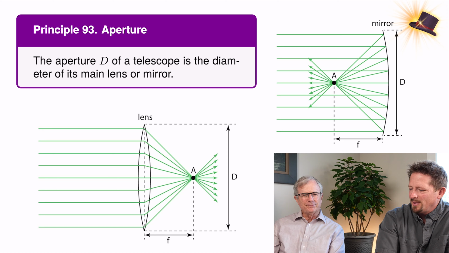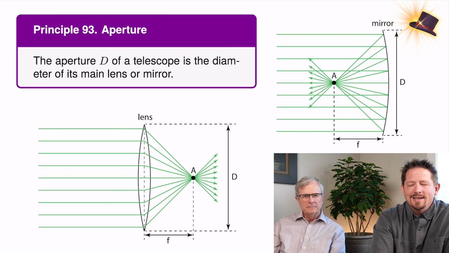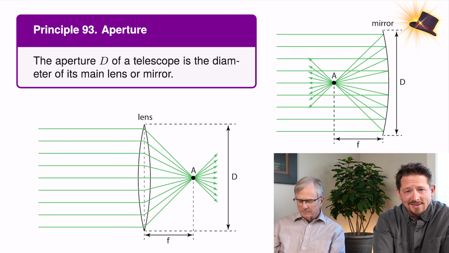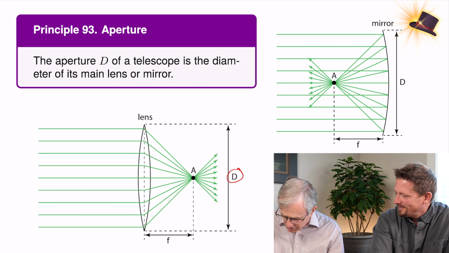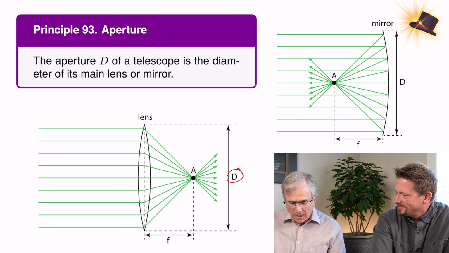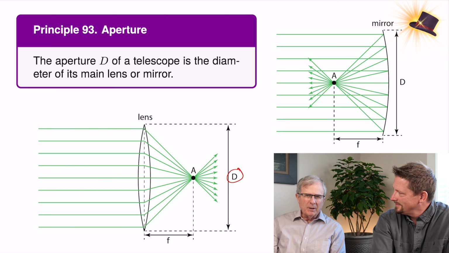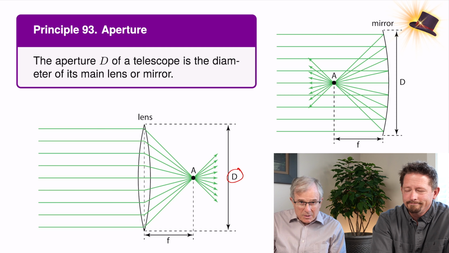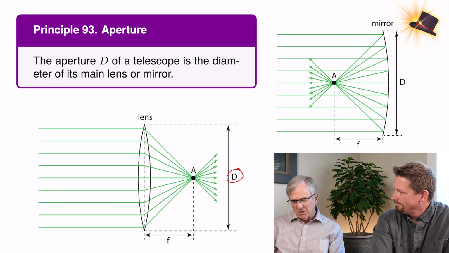Aperture. Principle 93. The aperture of a telescope is the diameter of its main lens or mirror. This is how big your telescope is. Super basic. The aperture is just the diameter, how big that opening is. For example, our Celestron Edge HD 9.25 has an aperture of 9.25 inches, meaning the diameter of the main corrector lens on the front of it is 9.25 inches. That's all there is to it.